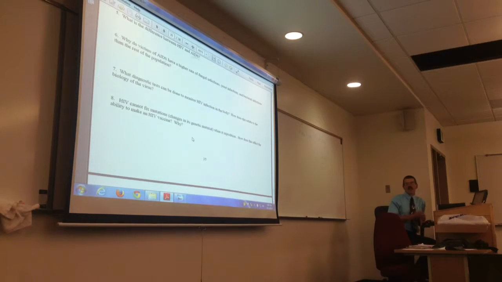Let's read number 8. HIV cannot fix changes in its genetic material. That's what a retrovirus does. It cannot fix itself. So let's make a vaccine, shall we? How likely is that to work if the virus is always changing? Not likely, right? Why? How does a virus work? What does the virus require to work? The host. What's it rely on? The host's DNA, changing it, reversing it.